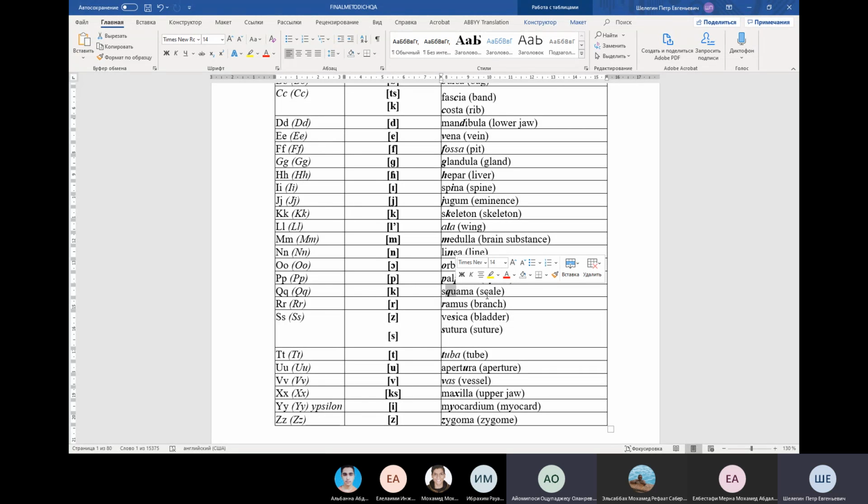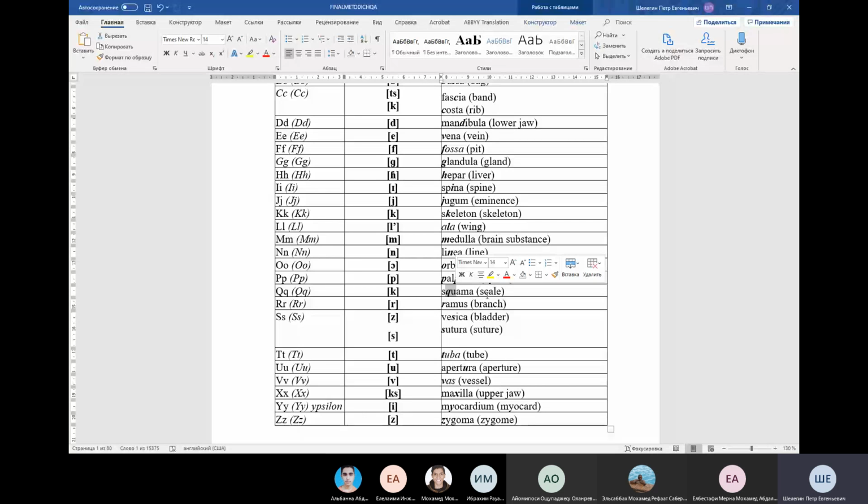Next one, S, which can be pronounced as full and as deaf. In the full option its pronunciation is z. In deaf, this is s. So the bladder example will be vesica in Latin. Vesica.